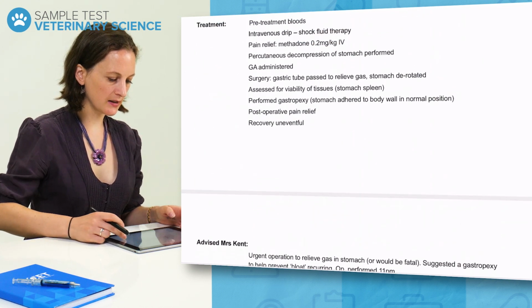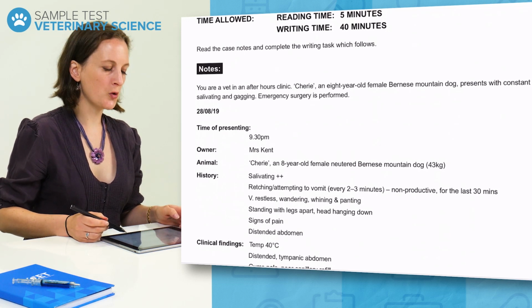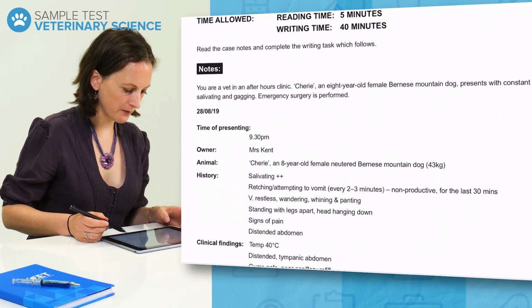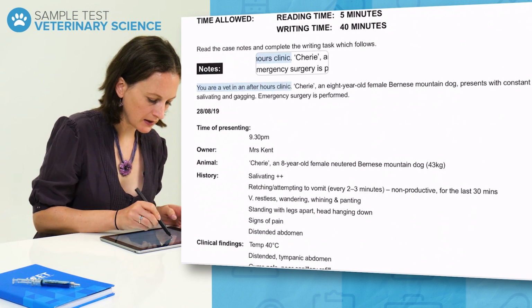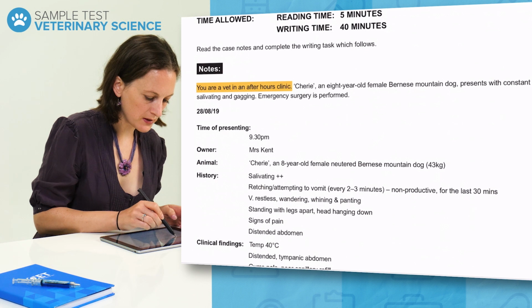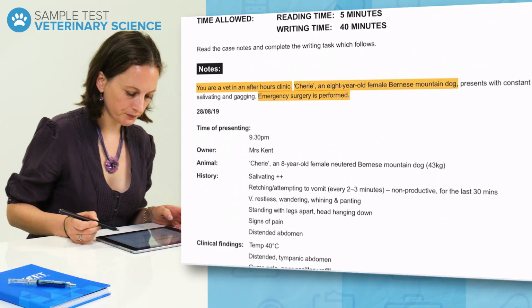Back at the start of the case notes, you will find the 3rd piece of information. What is your role in this animal's care? You are a vet in an after-hours clinic. You have performed emergency surgery on Cherie, an 8-year-old female Burmese mountain dog.